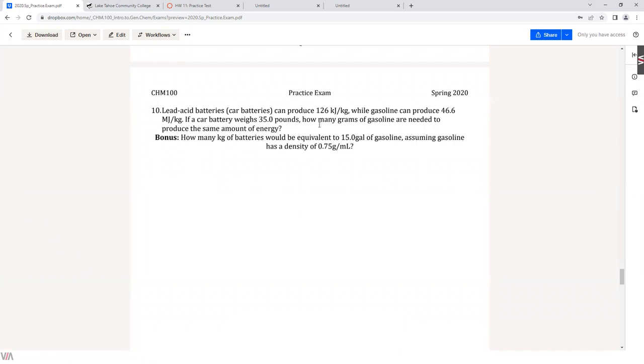This problem is to separate A's from B's. If you want to get above a 90%, you've got to at least attempt the wildcard problem and show me you have at least a plan. If you're happy with a B, just do 1 through 9. Get all your easy points. Don't make too many sig fig mistakes. You can get a solid B without even touching number 10. But if you want an A on the final, you've got to do number 10, at least try it. Right? That's really what it's there for. I know it's a tricky problem, but that's the whole point.